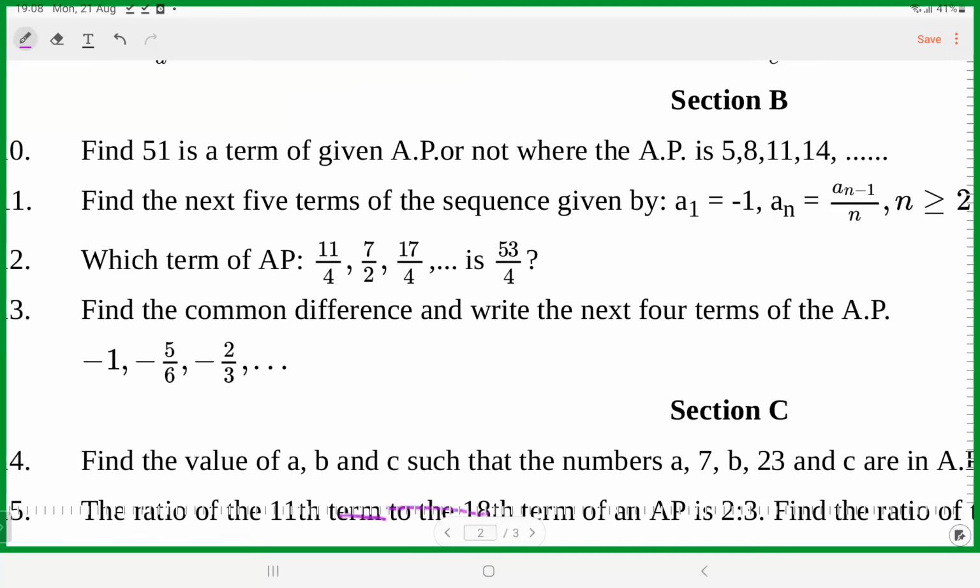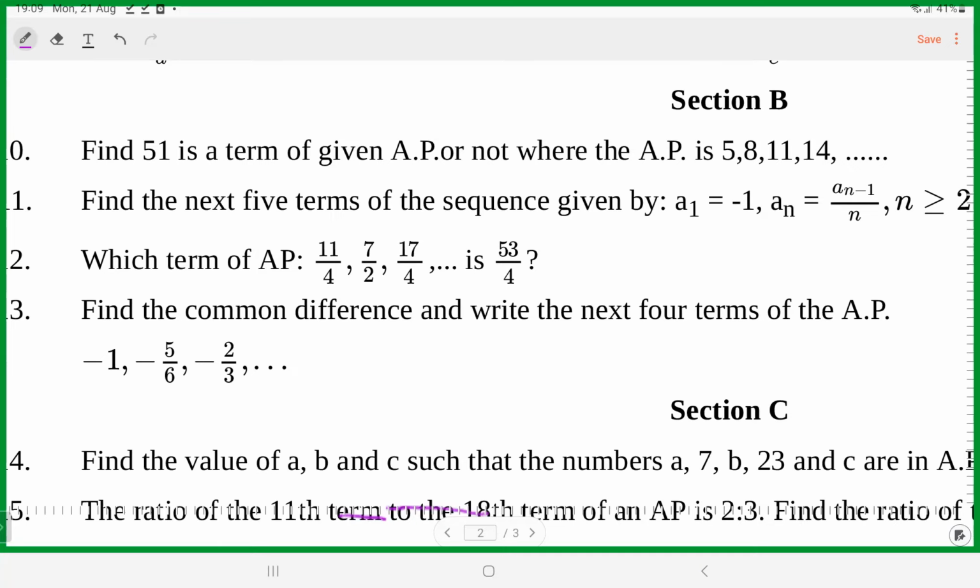So what about the 11th one? Find the next five terms of the sequence given by a1 equal to minus 1, an equal to an minus 1 by n, n greater than or equal to 2. So a2 equal to a1 by 2, right? You substitute n equal to 2. a3 equal to a2 by 3, a4 equal to a3 by 4, a5 equal to a4 by 5.